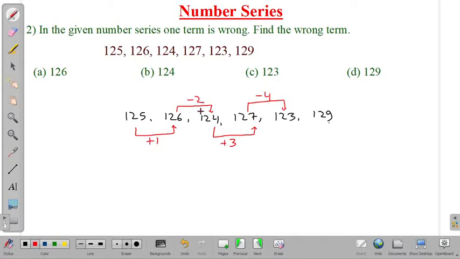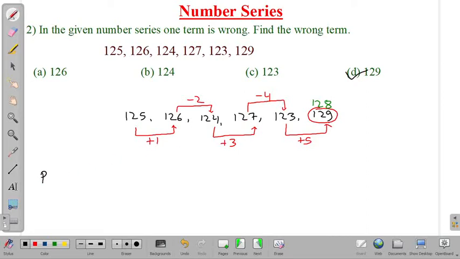So the differences are 1, 2, 3, 4, but the sign is changing between consecutive terms. So it alternates: first is plus, then it is minus, then plus, then minus. So next would be +5, right? So 123 plus 5. So instead of 129 it would have been 128. So our correct term would be 128 in place of 129 as per our logic. So our wrong term is 129, that is option D.